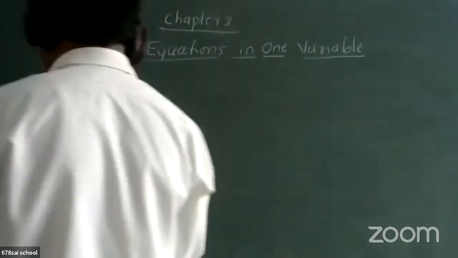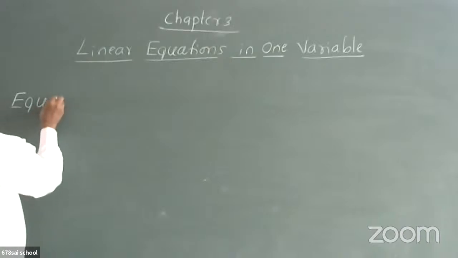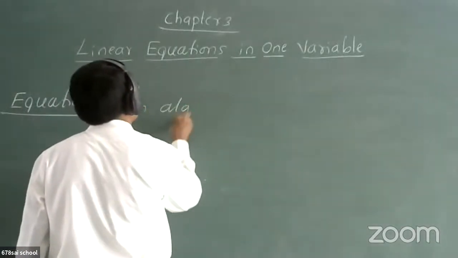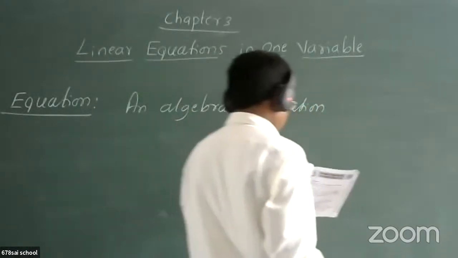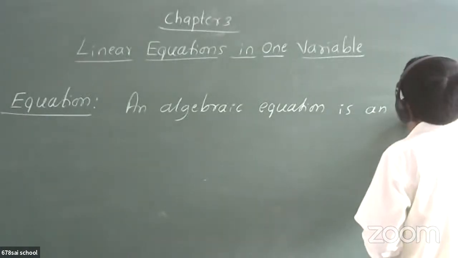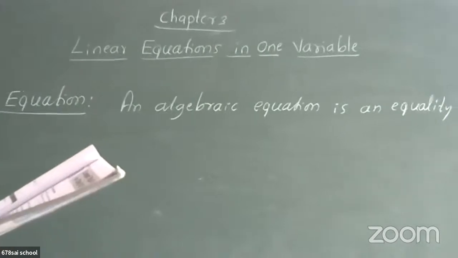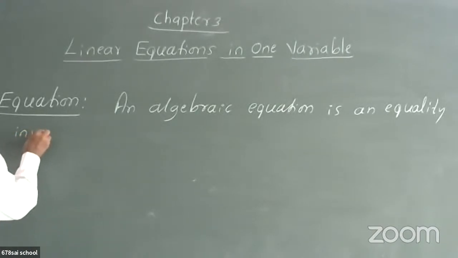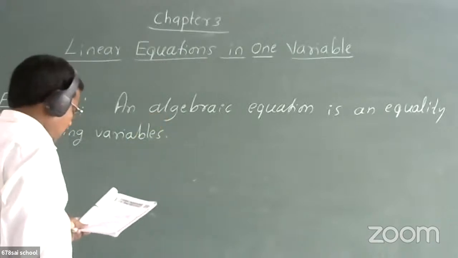Now you write it. Equation means what? An algebraic equation is an equality involving variables.